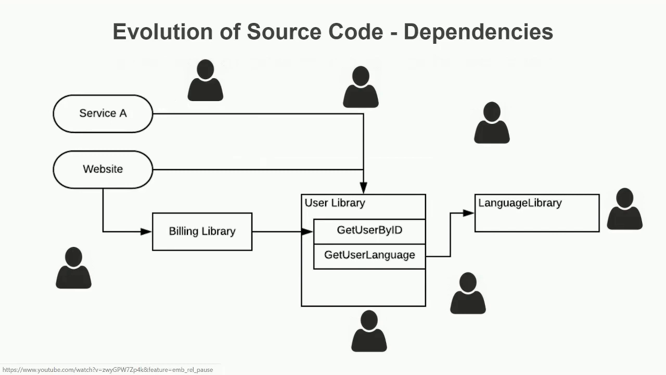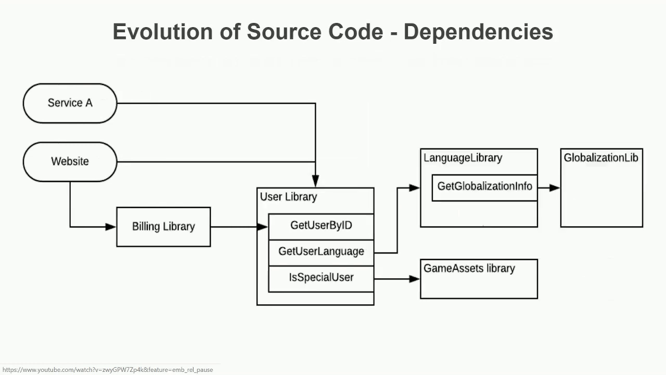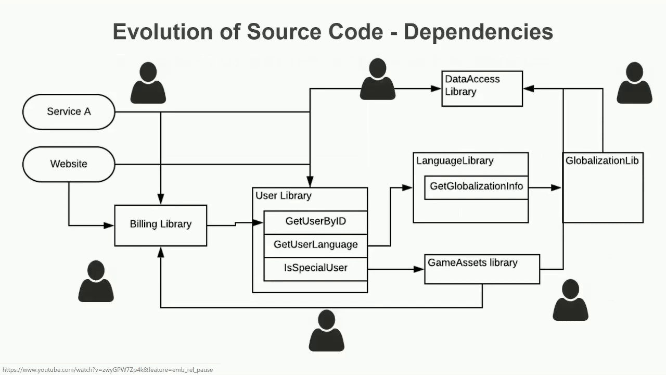You have a little bit more people, and everything is still manageable. Everyone works on everything. There's no problem if anyone touches anyone else's code. Then you say, all right, let's add this special user, which requires a game assets library. Then you say, let's add a globalization library. And then you say, actually, let's add a common data access library. You add some more dependencies, and you end up with a little bit more people who can still go all around and understand the whole thing. Everything still runs without any problems.